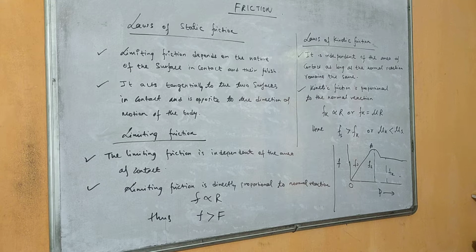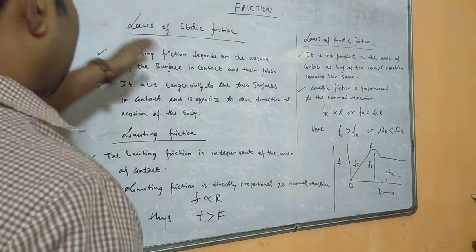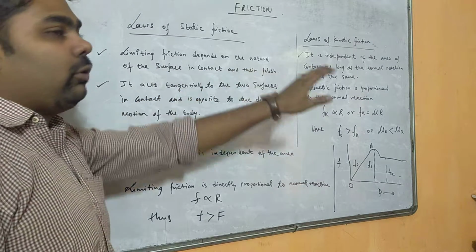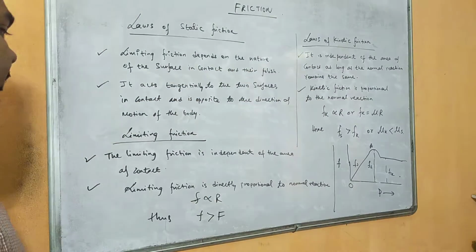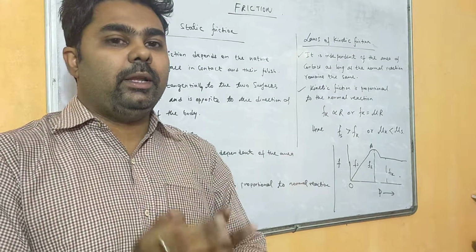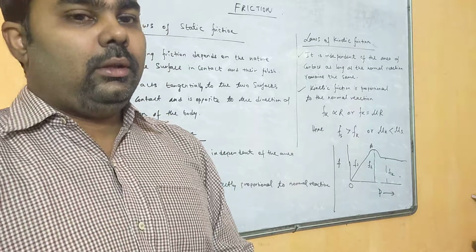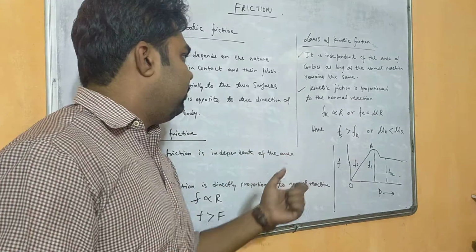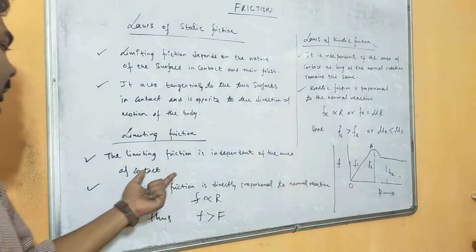Next, limiting friction. Limiting friction is independent of the area of contact, whereas static friction depends upon the nature of the contact, whether it is polished or whether it is rough. But here limiting friction is independent because it is at the verge of moving, right? It is the maximum static friction which is acting on that object when a force is applied.